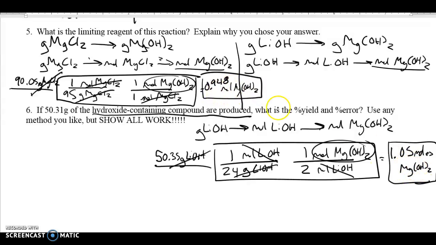What do you choose? You choose the smaller of the two, because that means that the magnesium chloride is gone. It's run out by the time you make this many moles of magnesium hydroxide. Yeah, we've got enough lithium hydroxide to make a whole mole and then a little bit more left over. But we don't have enough of this stuff, so that's our limiting reagent.